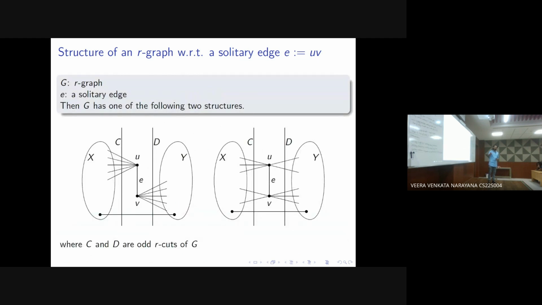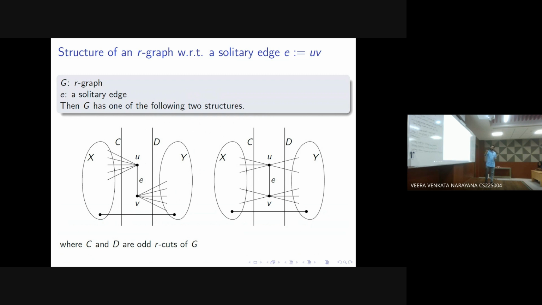So if you take any r-graph with a solitary edge, then it has one of the two following structures. In one case, all the edges from u other than e go to one side, and from v go to the other side. In this case, we get a 2-cut containing e. In the other case, at least one edge from u goes to X and Y, and the same with v. So this is clear. The moment we have a solitary edge in any r-graph, the structure of that graph with respect to the solitary edge will look like this.